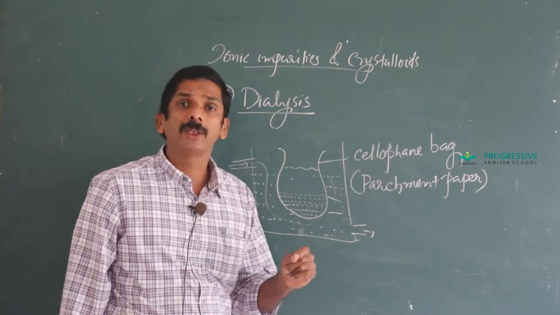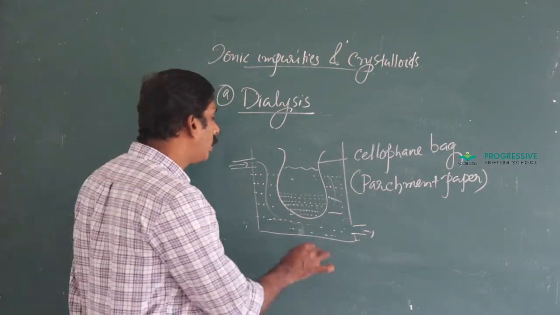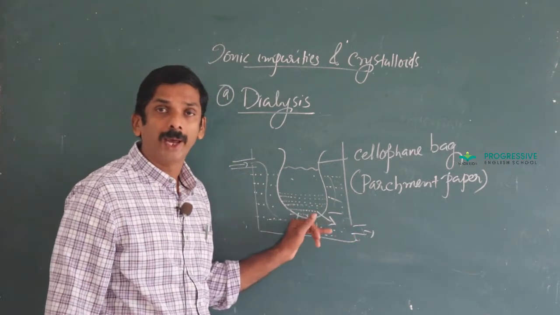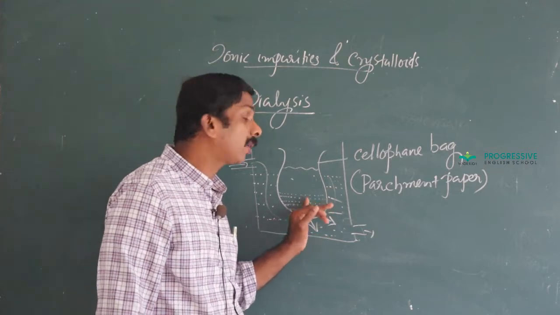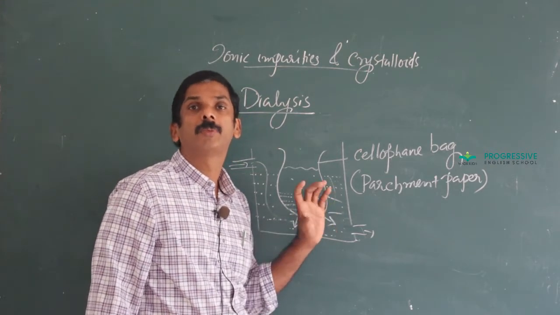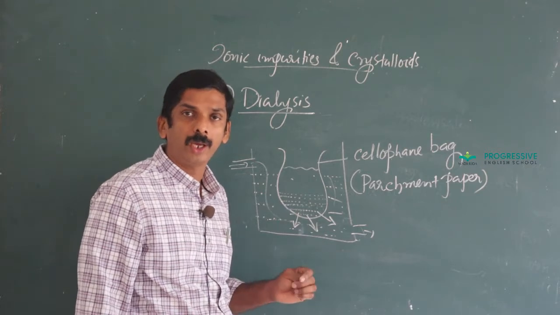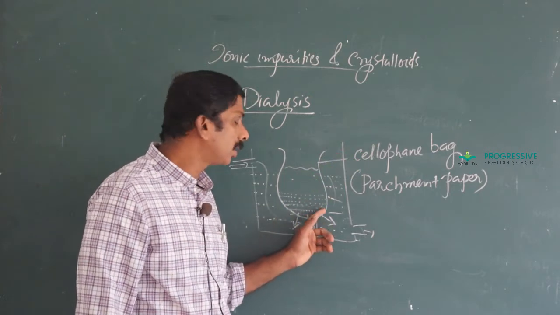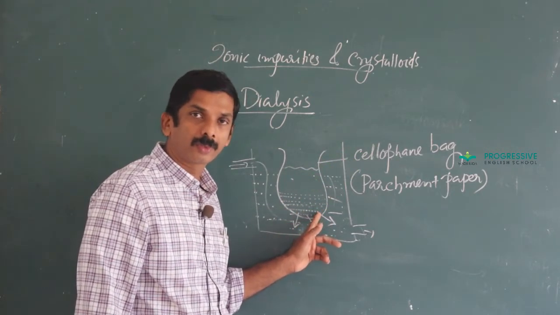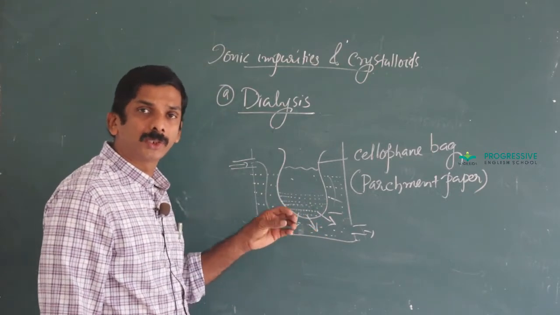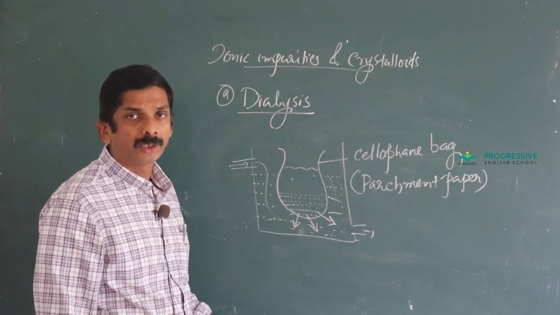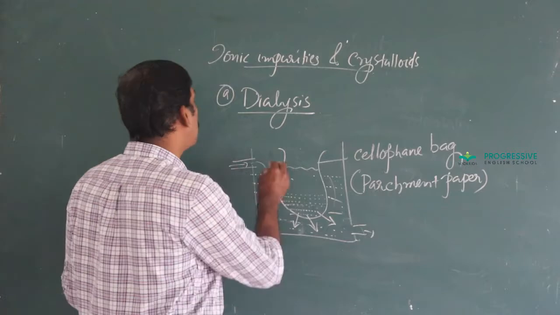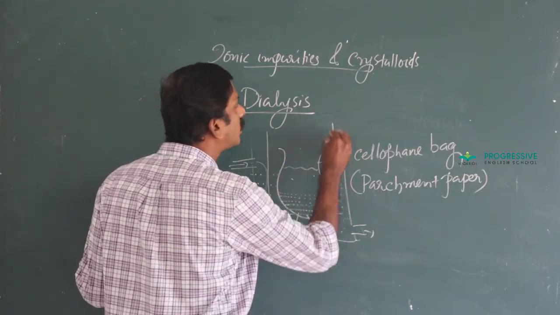And dialysis is based on the principle that only the impurity can diffuse through the bag, while pure colloidal particles remain inside. That is the principle of dialysis. Only the impurity can diffuse through the cellophane bag, while pure colloidal particles remain inside. Dialysis is a slow process, and nowadays the rate or speed of dialysis can be increased by placing 2 electrodes outside the membrane.